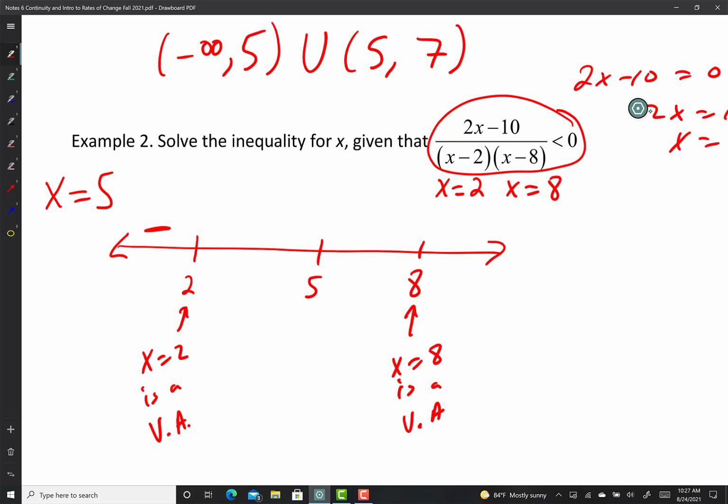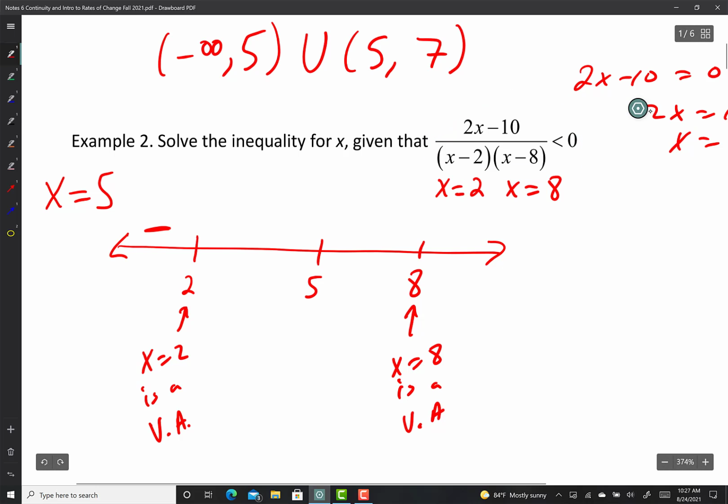Give me a number between 2 and 5. 3, 4, it doesn't matter which number. So let's see. We just care about positive and negative, guys. I'm going to choose 3. 2 times 3 is 6. 6 minus 10, positive or negative? So hold that in your brain. In the bottom, 3 minus 2 is a positive number. 3 minus 8 is a negative number. Positive times a negative? Negative. What did I have in the top? Negative divided by negative is a? Put a plus.